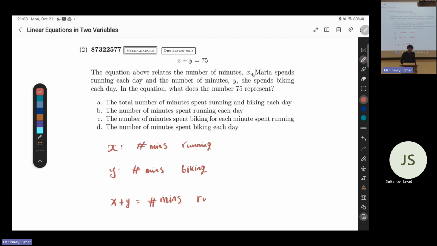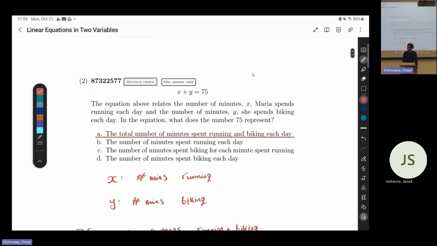So running. Hi guys. Okay. Yeah. So it's not too difficult. It's not rocket science. And we are given that this is, on the other hand, equal to 75. Then probably the answer is 75, and it is indeed the number of minutes spent running and biking. So that is also not too difficult. It's just mostly word problems.